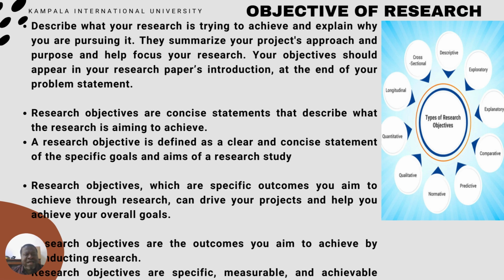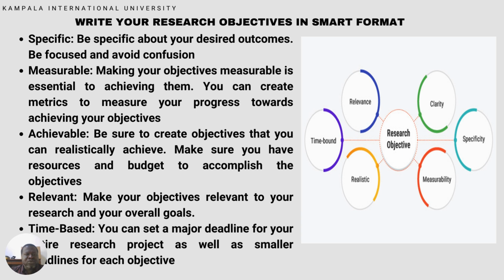Research objectives are specific, measurable, and intended to be achievable. So the next thing we have to look at is what do you do when you want to write a research? As a researcher, it is important to write your research objective in a smart format. What do you mean by smart format?